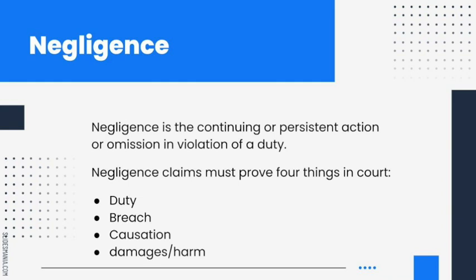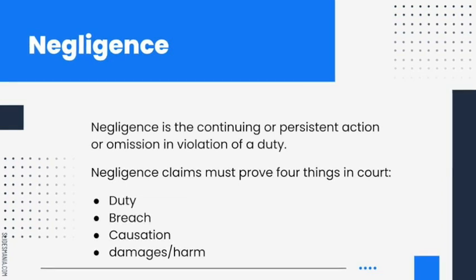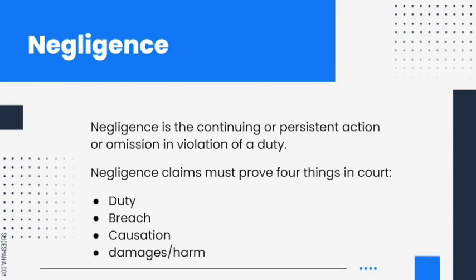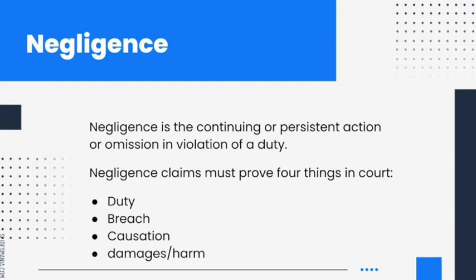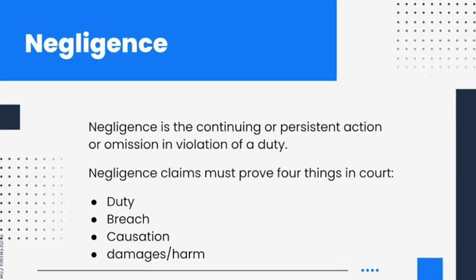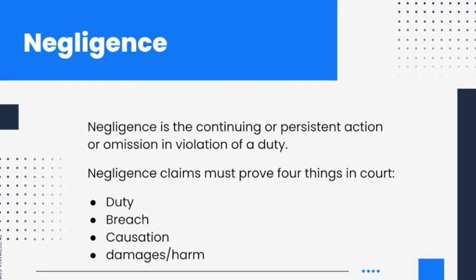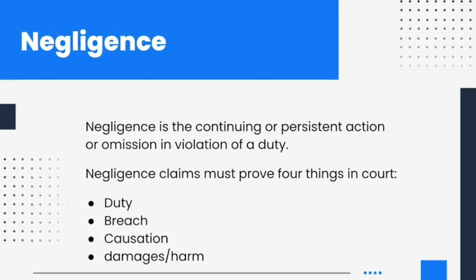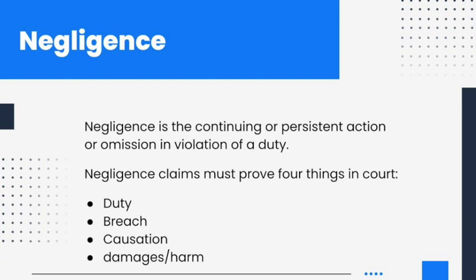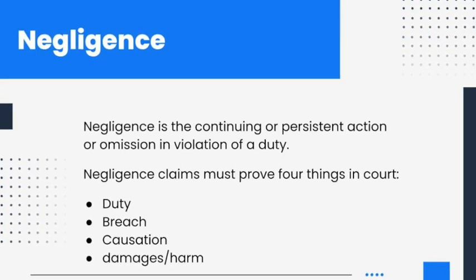On this slide, we will now talk about negligence and how it is related to liability. The definition of negligence is the continuing or persistent action or omission in violation of a duty. Negligence claims must prove four things in court, and you'll see those here: duty, breach, causation, and damages or harm.